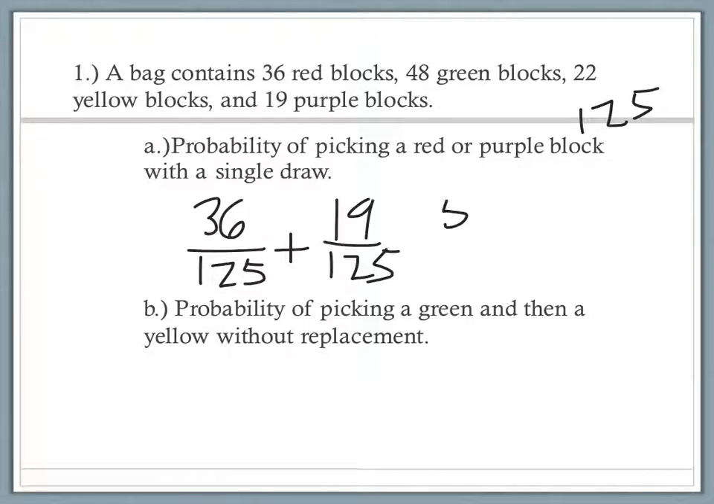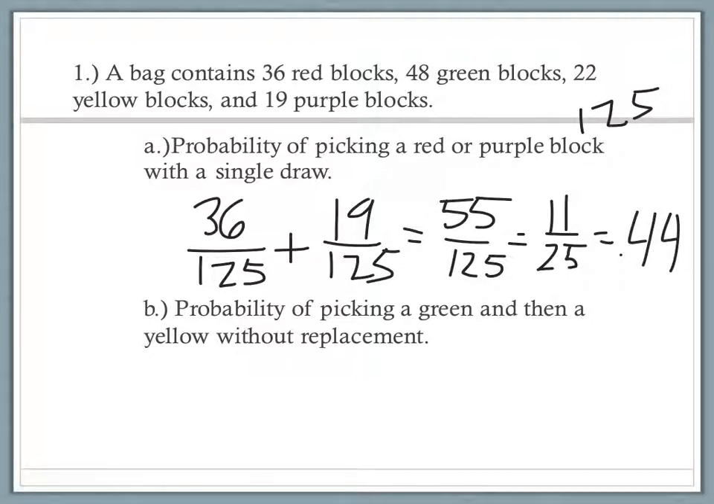So 36 plus 19 gives us 55. So 55 over 125. We can actually reduce that. Divide them both by 5. So it ends up being 11 over 25. Or you could get the decimal, which is 0.44.